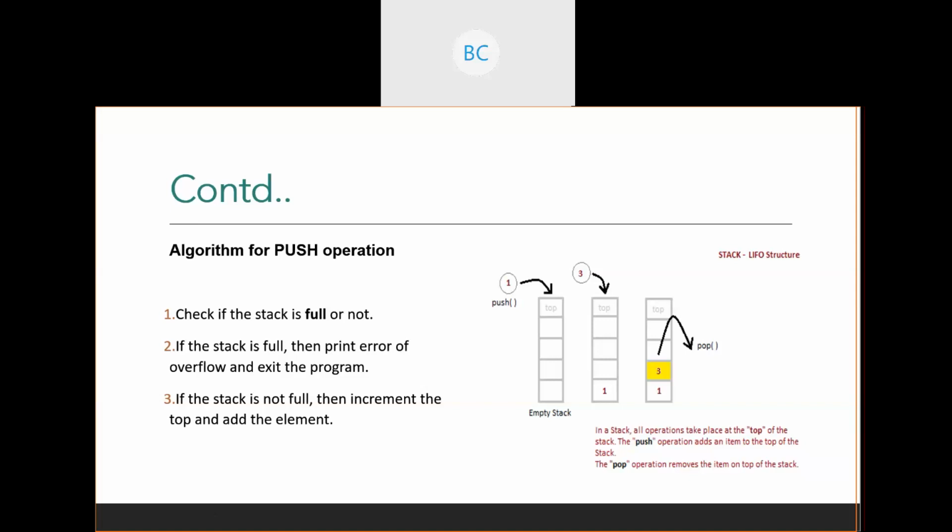Okay. So next comes your pop operation. Pop means deleting an item. So before deleting also, you need to check whether the stack is empty or not. If it's already empty, there is no point in popping an item, right? Because there is nothing inside your stack, so nothing to delete. Therefore, it will simply return the underflow condition.